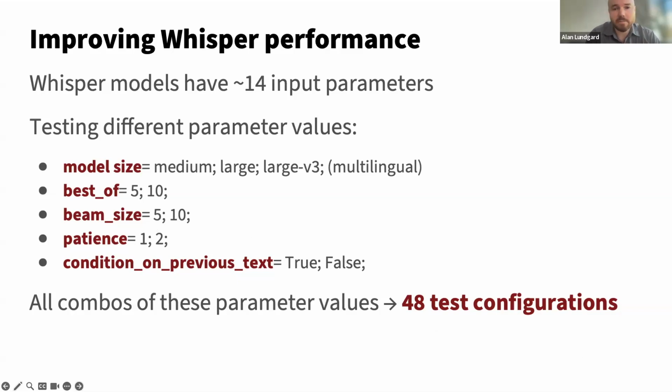I'm not sure if you can see my cursor. Since these parameters, best of, beam size, patience, condition on previous, etc., they all interact with each other in the transcription algorithm, we tested all possible combinations. So taking all possible combinations of these parameters and values, we end up with 48 unique test configurations.